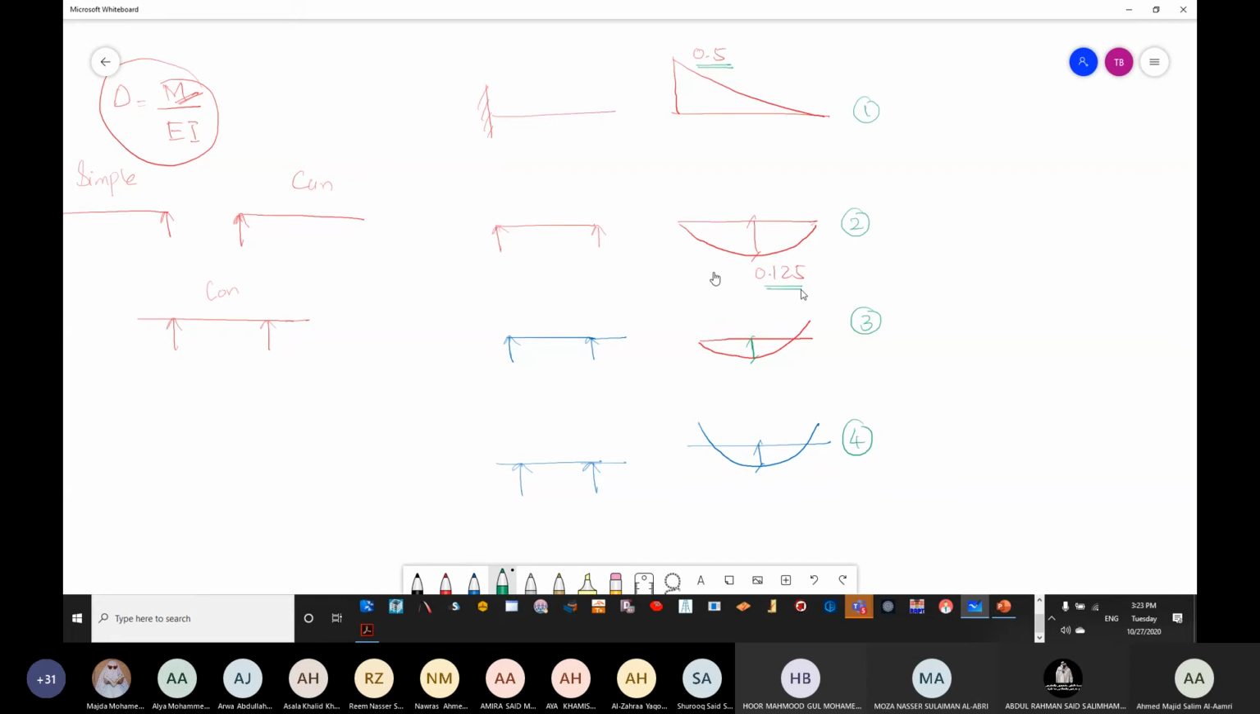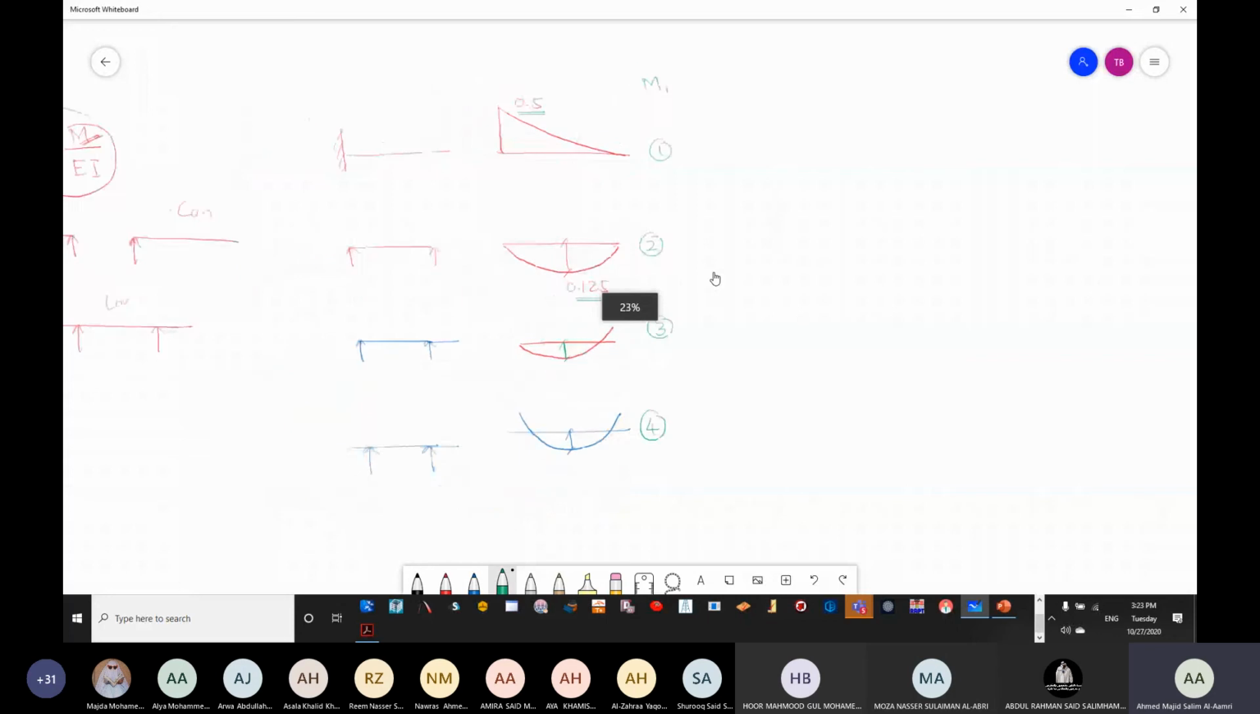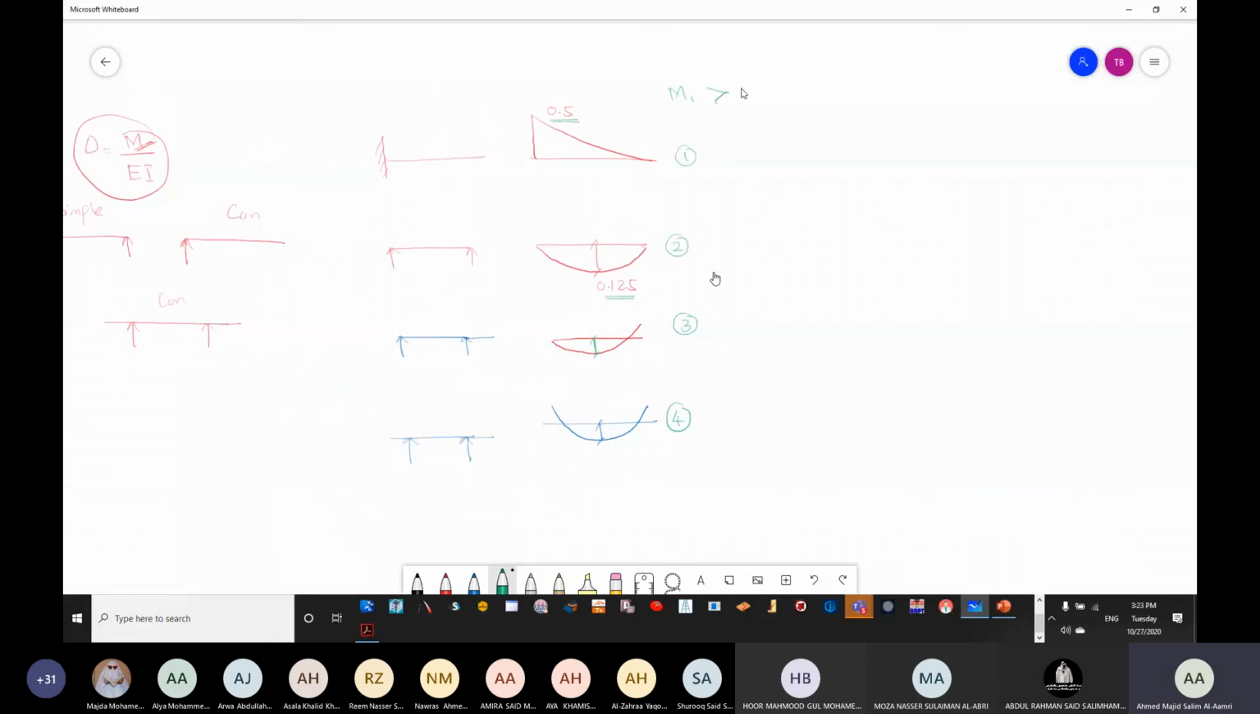Now, if we can say that M1, which is representing case number 1, is higher than M2, is higher than M3, is higher than M4, can I say that deflection number 1 is higher than deflection number 2, is higher than deflection number 3, is higher than deflection number 4? Can I say like that?